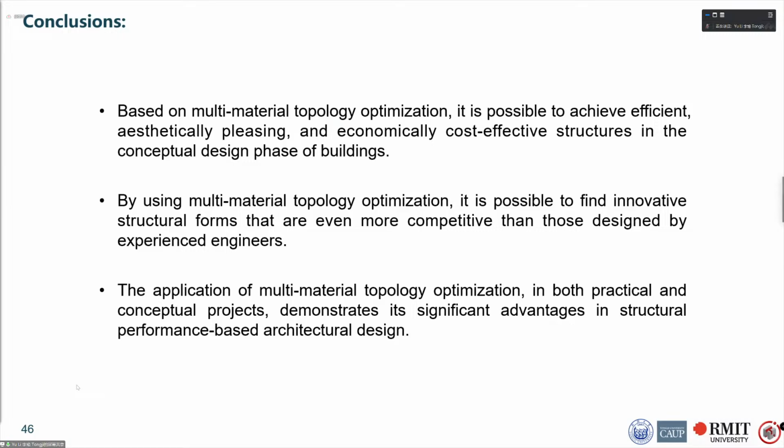The second one is, by using multi-material topology optimization, it's possible to find innovative structural forms that are even more competitive than those designed by experienced engineers. The last one is the application of multi-material topology optimization in both practical and conceptual projects demonstrates its significant advantages in structural performance-based architectural design.